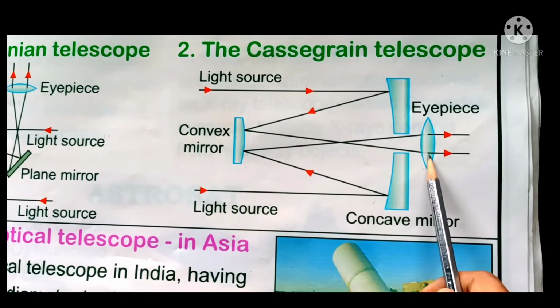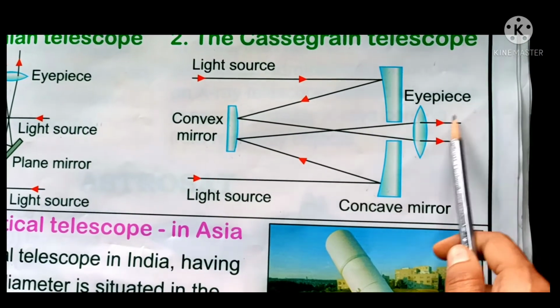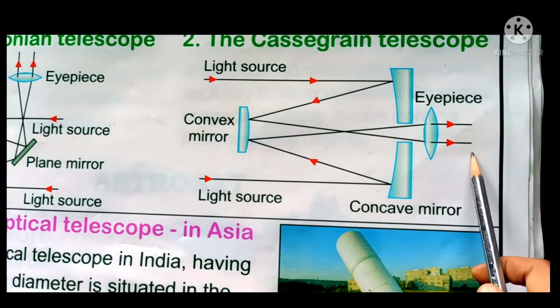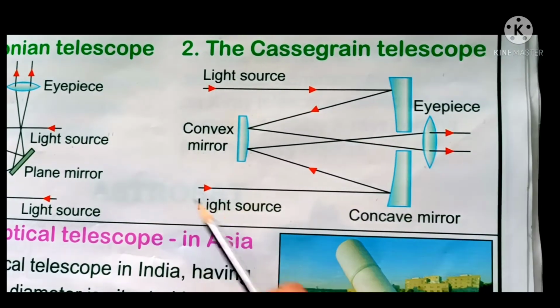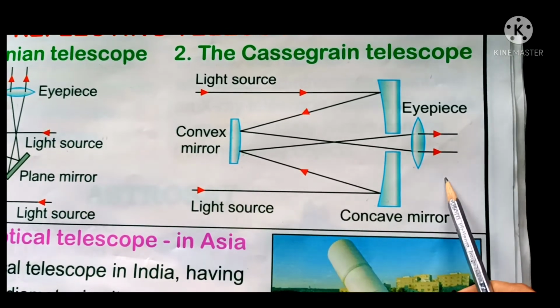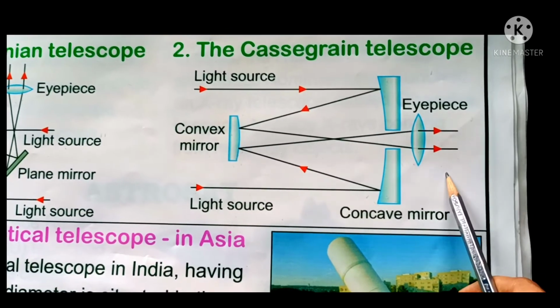From the convex mirror, these rays get reflected in this manner and pass through the lens, which is known as an eyepiece. From this lens they get passed, and we can see the heavenly object. So in this way the light rays pass through this telescope and we are able to see the clear image of the object.